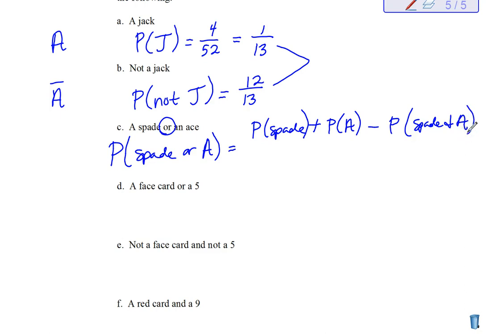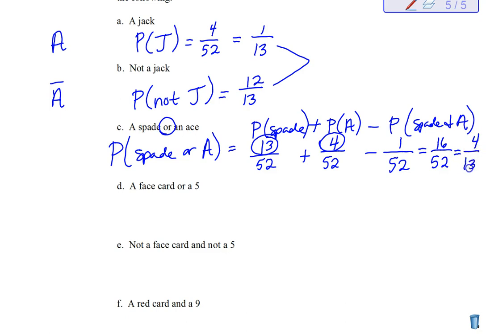So if I think about the spades, there's 13 spades out of 52. Plus aces, there are 4 aces out of 52. These are not mutually exclusive because there is an ace that is also a spade. So the ace of spades got counted here as well as here. So I have to subtract that card that's a spade and an ace, which is 1 out of 52. When I add all those together, 13 and 4 is 17 minus 1 gives me 16 out of 52, but we know that reduces to be 4/13.